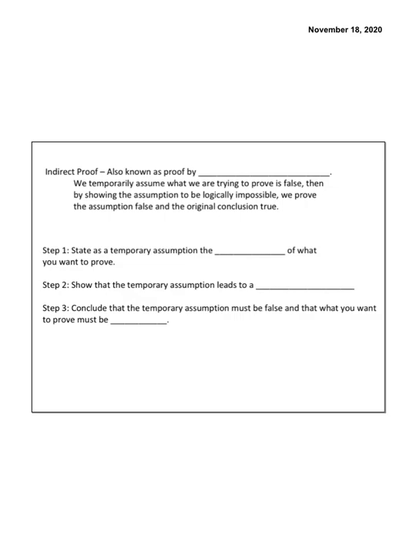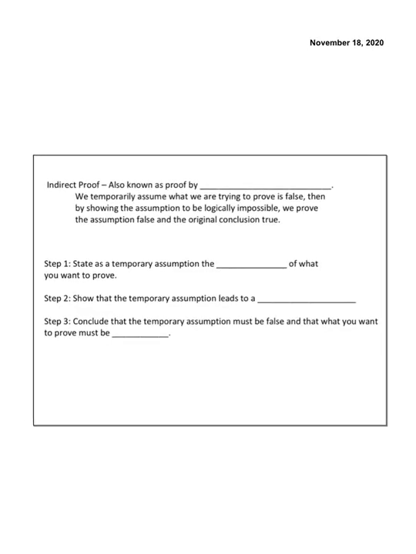So, some notes on that. First of all, indirect proof is also known as proof by contradiction. Again, we temporarily assume what we're trying to prove is false. Then by showing that the assumption is logically impossible, we end up proving the assumption is false and that the original conclusion is true. So these are going to be 3 steps, and I've outlined the 3 steps in all the problems to make it a little easier.